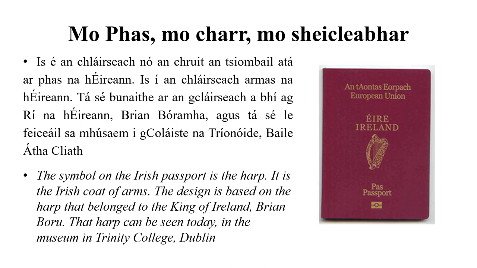Is é an chlársach armas na hÉireann. So the harp is the coat of arms of Ireland, or the symbol of Ireland. Tá sé bunaithe ar an gclársach a bhí ag rí na hÉireann, Brian Bóraimhe, agus tá sí le feiceáil sa mhúsaem i gColáiste na Tríonóide, Baile Átha Cliath. It's based on the harp of Brian Boru, which can be seen in the Trinity College Museum in Dublin.